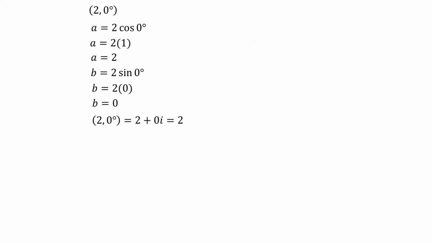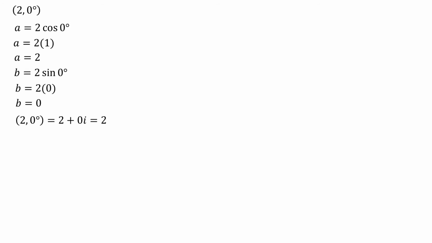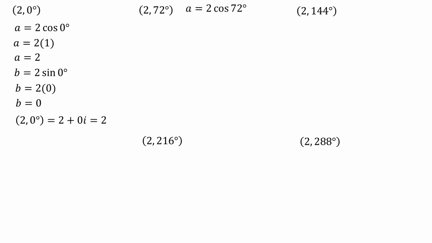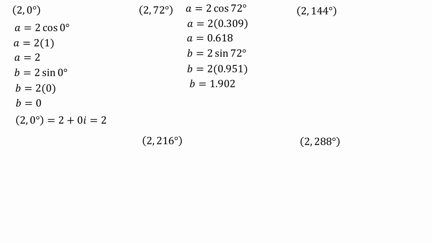Now let's get a little bit trickier. All right, we've got 4 more solutions we need to look at. So what does 2 comma 72 degrees turn into? Well, 2 times cosine of 72 degrees gets me about 0.618. 2 times the sine of 72 degrees gets me about 1.902. And so if I want to round those off, I would say, oh, 0.6 plus 1.9i.